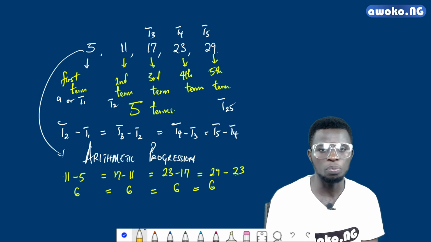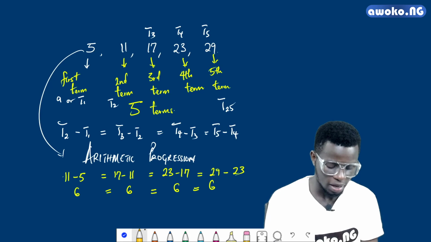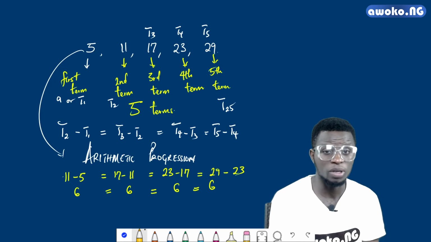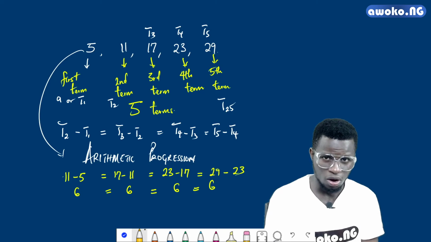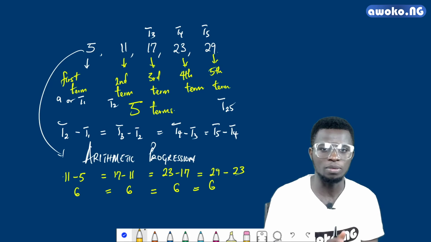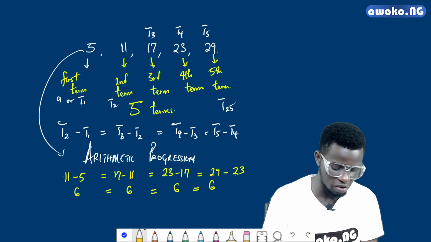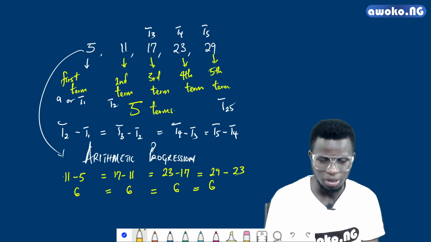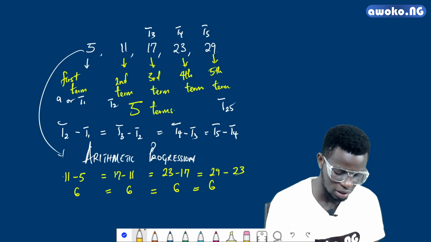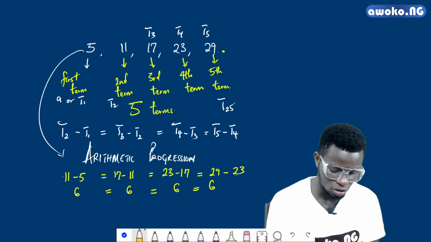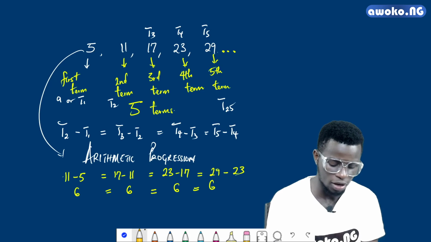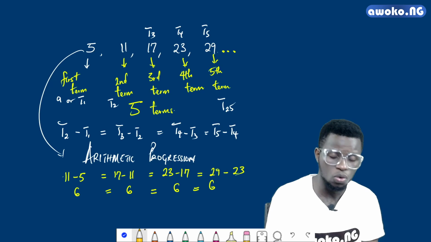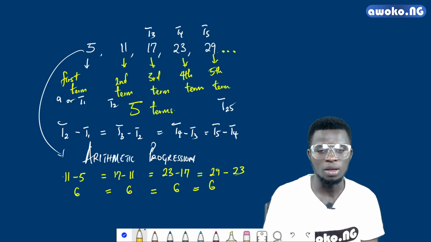Do not jump into the conclusion that the sequence is an arithmetic progression or not, unless you have tried each of the subsequent terms to confirm that they are all the same. Except if it is a continuous sequence, that is, if the sequence has dot, dot, dot, then we assume that the sequence follows the same pattern.